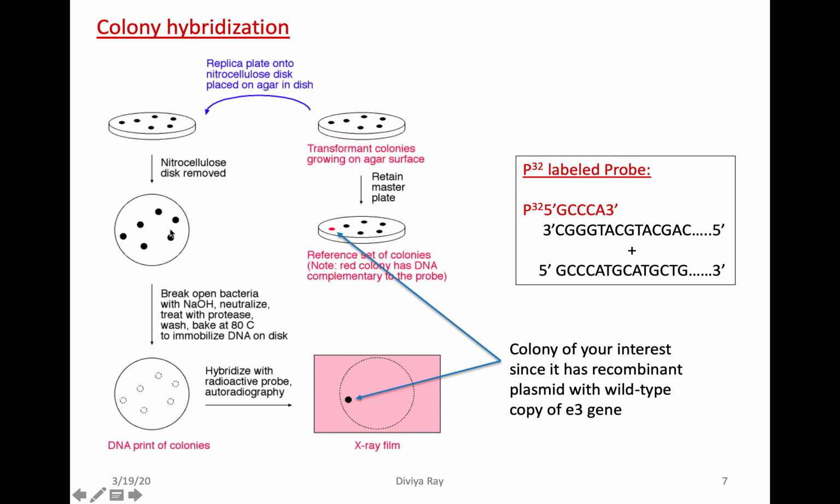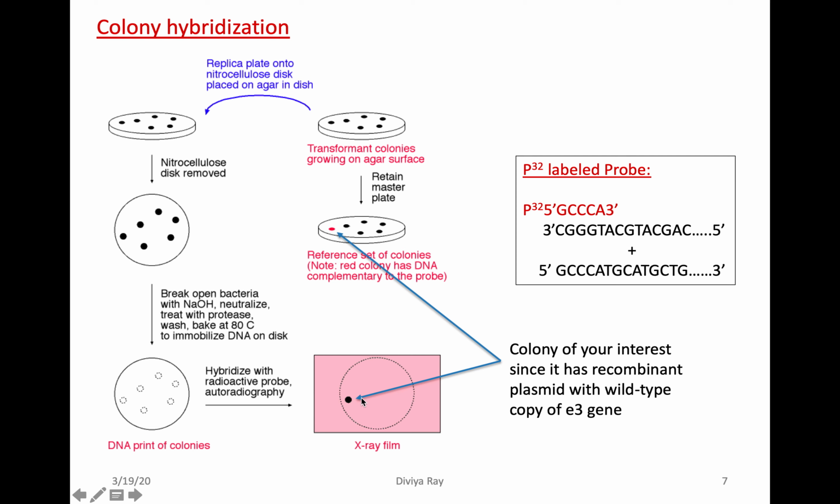After that, you degrade the bacterial cells. But when you degrade the bacterial cells, the DNA that was in the bacterial cells of that colony will remain stuck exactly at the same point. Now you take your radiolabeled probe, you add it to the paper, and you incubate it for a certain time interval. After this, you take the paper, you put an X-ray film on the paper, and you develop it.